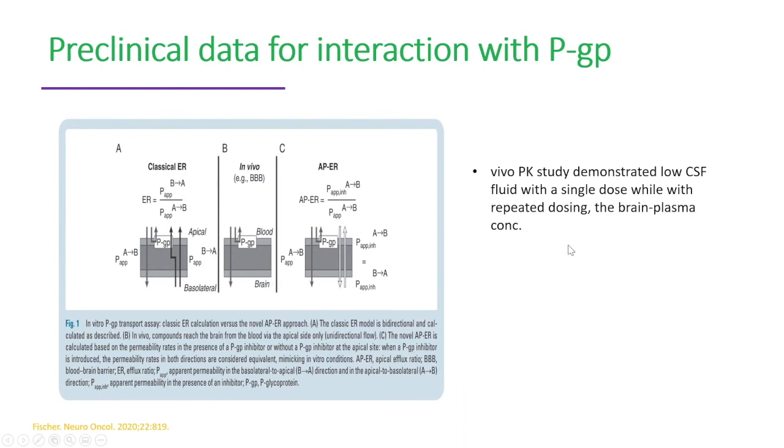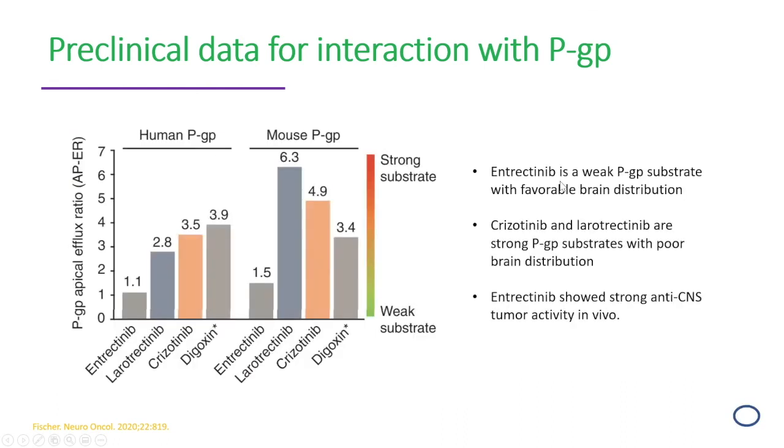This is a trial used in a novel in vitro tissue model, and they found that, if you look here, the red part is a strong substrate, and here a weak substrate. So Entrectinib is a weaker substrate for P-glycoprotein. That means it crosses the blood-brain barrier more. This is why from the in vitro trials, they suggested that Entrectinib can be active in CNS metastasis, not like Larotrectinib.